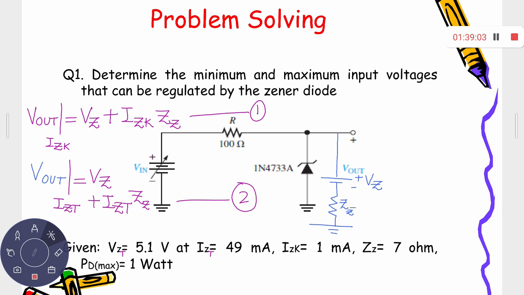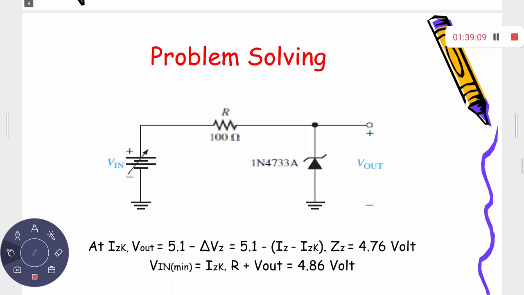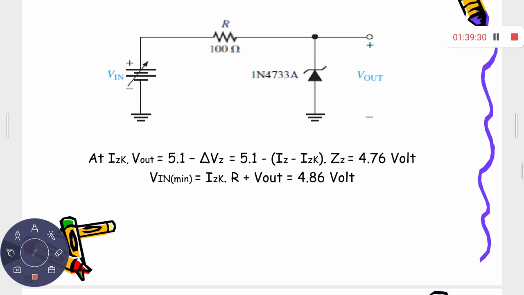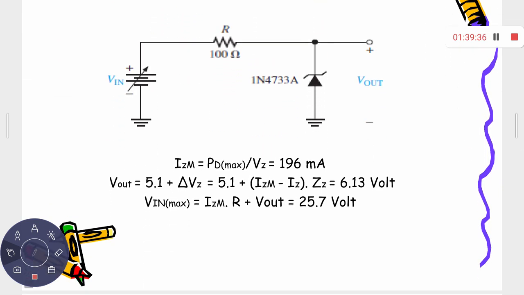Let me check what we have done. 4.76 we have got this one. Vout minimum 4.76, and with 0.1 volt drop across this resistance, 4.86. Okay. Hopefully they have calculated using this 5.1 only for that drop. They have considered VZ only, that VZ means this 5.1. That's the 196 milliampere.